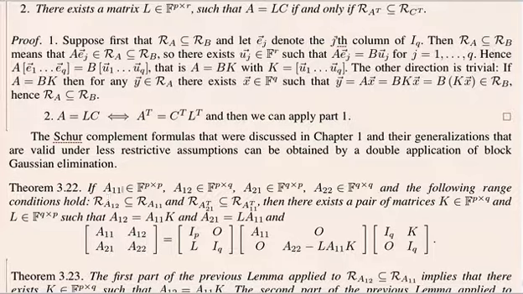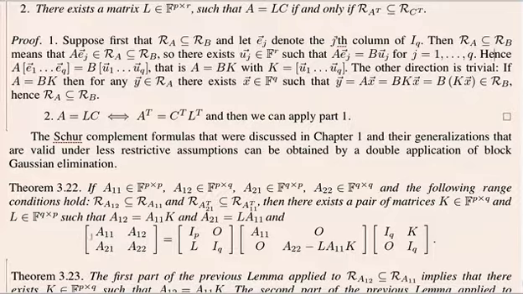For example, if we have A11 matrix which is P by P, A12 which is P by Q, A21 which is Q by P, and A22 which is Q by Q. And we also have these range conditions that the range of A12 is inside the range of A11, and the range of A21 transpose is in the range of A11 transpose. Then we can find a pair of matrices K, which is P by Q, and L, which is Q by P, such that A12 is A11K, and A21 is L times A11.